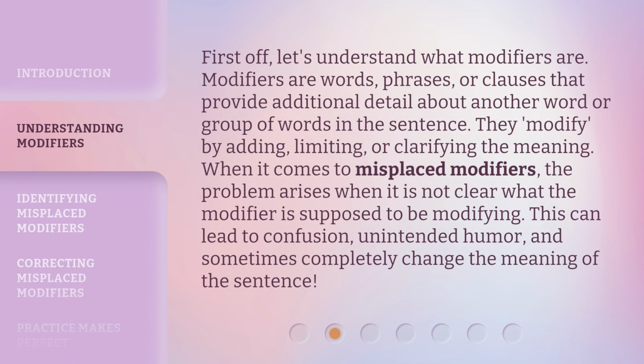First off, let's understand what modifiers are. Modifiers are words, phrases, or clauses that provide additional detail about another word or group of words in the sentence. They modify by adding, limiting, or clarifying the meaning. When it comes to misplaced modifiers, the problem arises when it is not clear what the modifier is supposed to be modifying. This can lead to confusion, unintended humor, and sometimes completely change the meaning of the sentence.